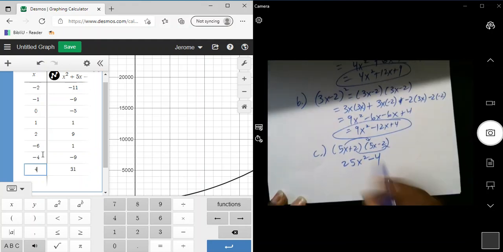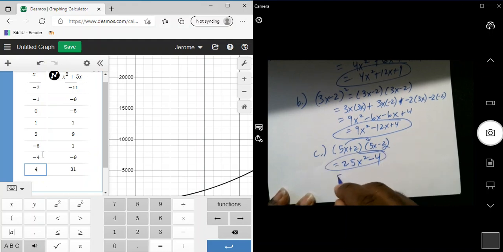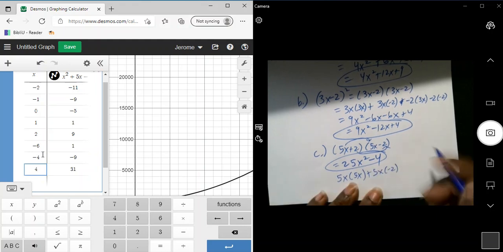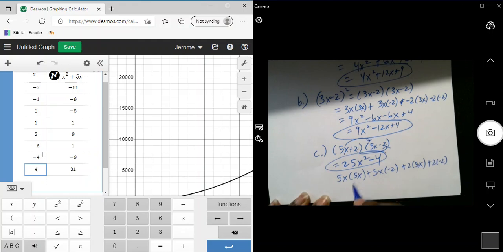But I am going to show it expanded. If we expanded it out, it'll be 5x times 5x plus 5x times a negative 2 plus 2 times 5x plus 2 times negative 2. So this would be 25x squared minus 10x plus 10x minus 4. These 10x will simplify out, and you'll be left with 25x squared minus 4.